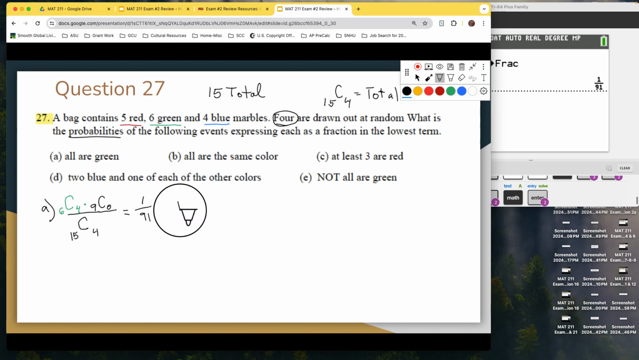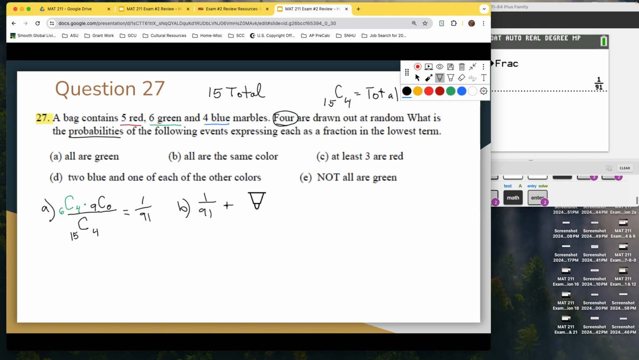Let's go with B. All are the same color. We've got all greens here, so we don't have to do this again. What we're going to end up doing is adding together. So all are the same color, and I'm just going to put a note: 1/91 plus all red and then all blue.